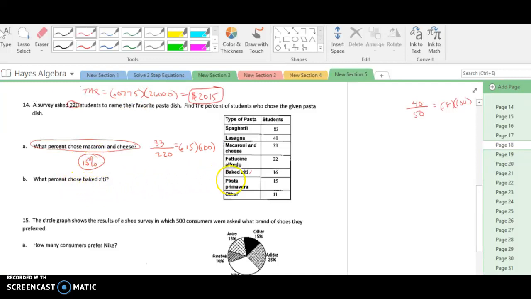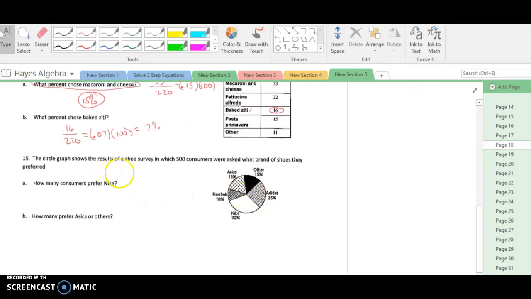What percent chose baked ziti? Well, that would be 16 of the 220, right? And 16 divided by 220 will give you 0.07. And when you multiply that by 100, you would get 7%. Okay?